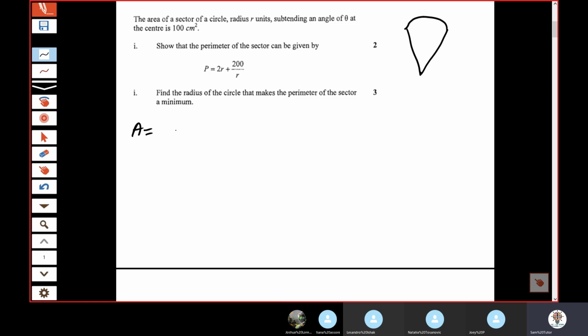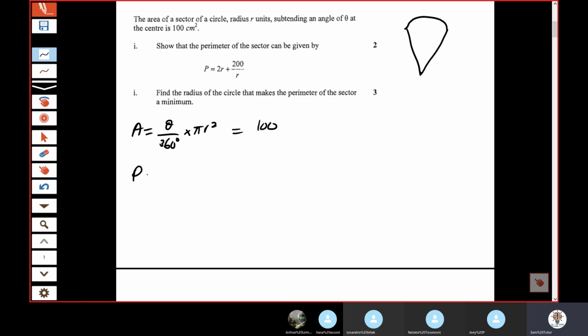Anyways, I'm going to continue. A equals, you said theta on 360 degrees times pi r squared. Now we know the area is 100. So 100 equals 100. Finished. Show that the perimeter of the sector can be given by this. Don't forget this is degrees. Show the perimeter of the sector.